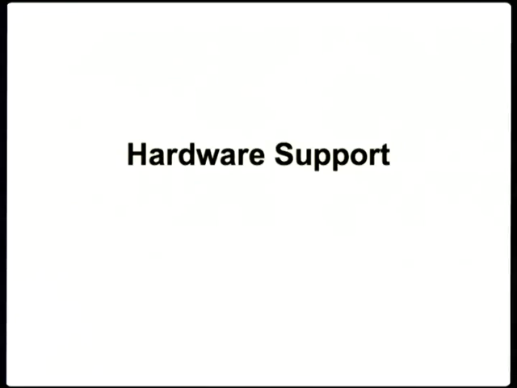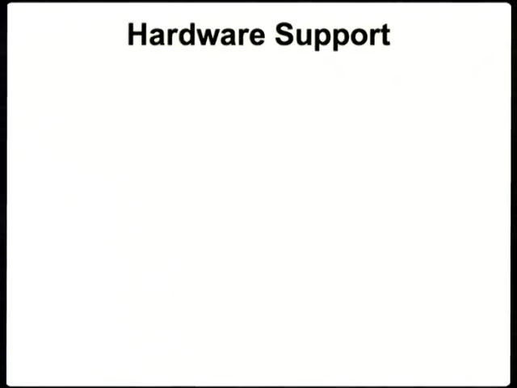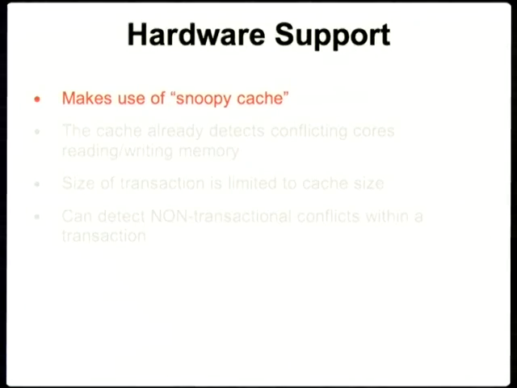So I'm going to digress for a little bit, because I've mentioned this a couple of times, and talk about the hardware support that's coming. So here's a really interesting thing about hardware. Because we have cache-coherent multiprocessors, the processors already have to keep track of who owns certain pieces of memory. And it's the same level of granularity you need for transactional memory.